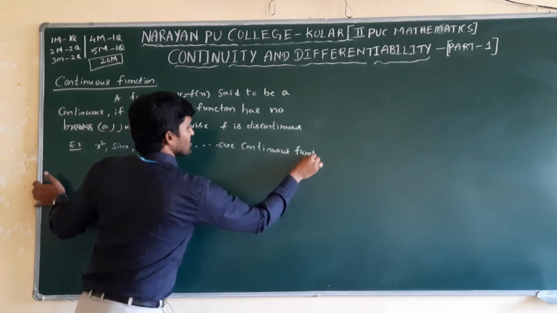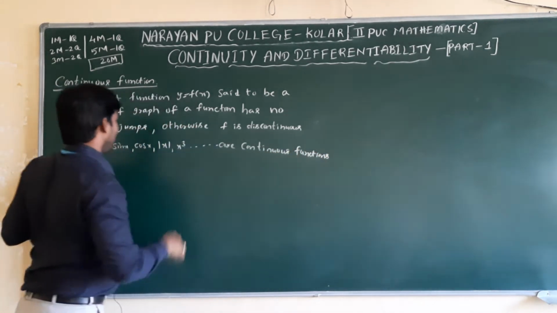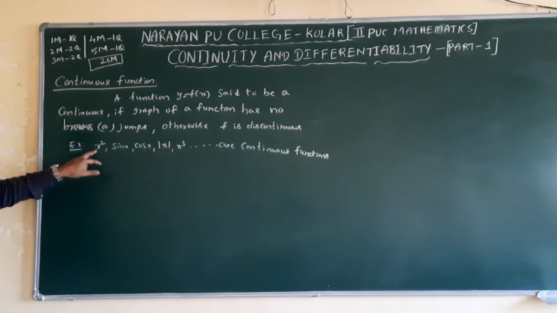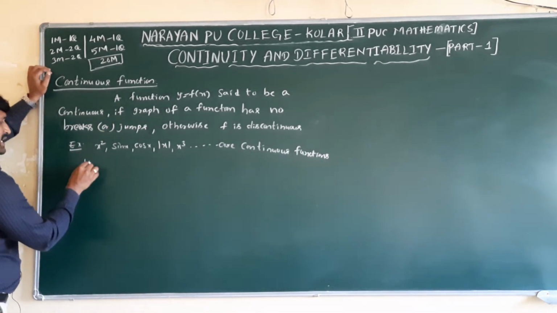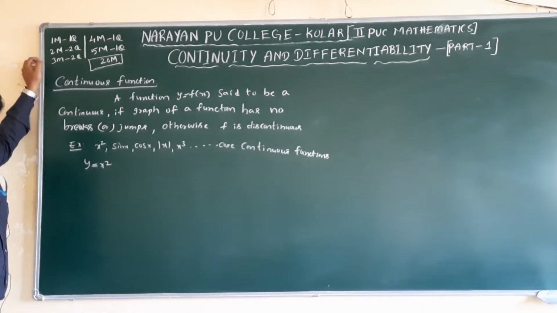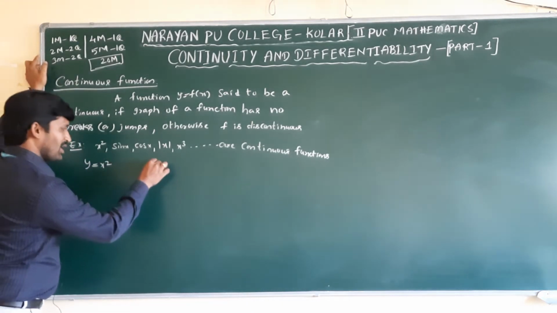These all are continuous functions. While drawing the graph, y equal to, it is a function of x. So y equal to x square. This is a parabola, the third form of parabola. What diagram will come?